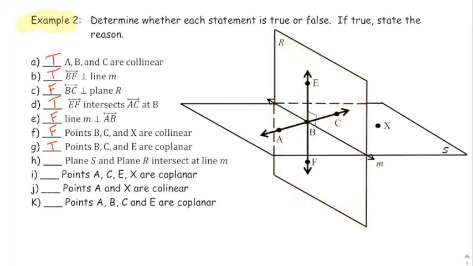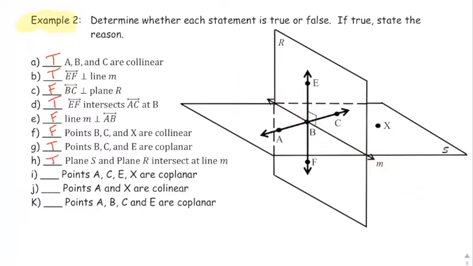Okay, you've got the intersection of two planes here, plane S and plane R. So that's your two big planes right there. And they intersect here at this line. Usually two planes, if they intersect at all, will intersect at a line. And that is line M, so that is true right there.